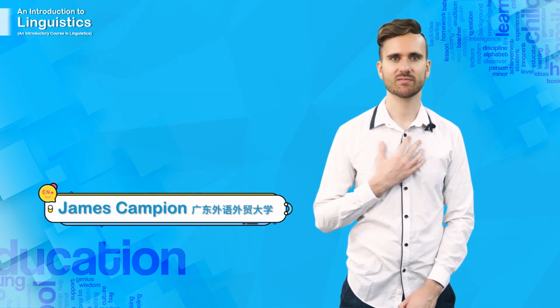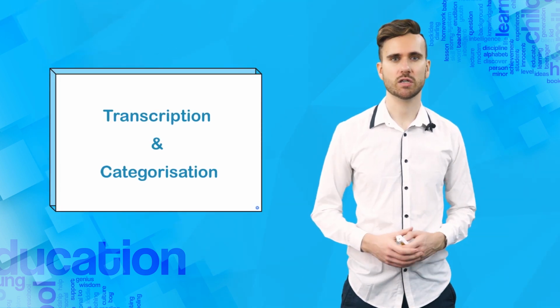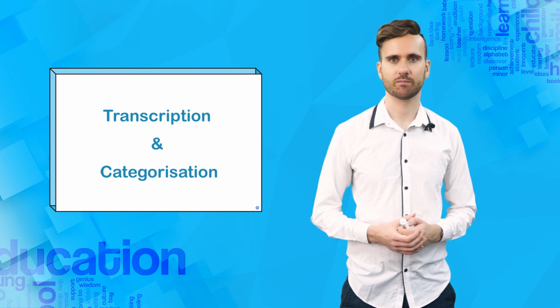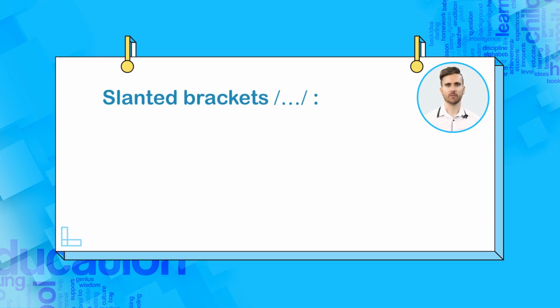I am James. In this episode, we will continue our discussion about the categories of sounds and examples of those categories. Remember that there are two types of brackets: square brackets and slanted brackets. These are used for two types of IPA transcription.